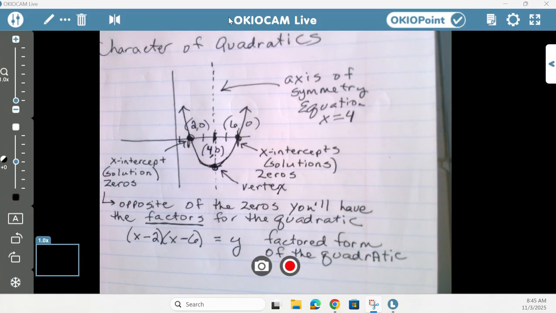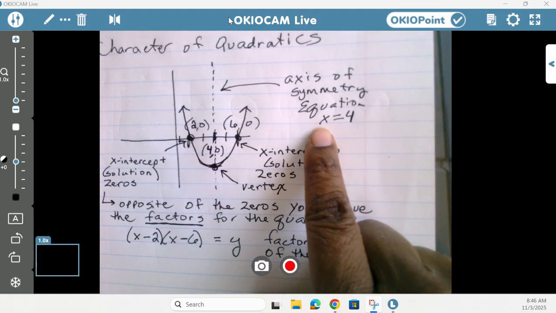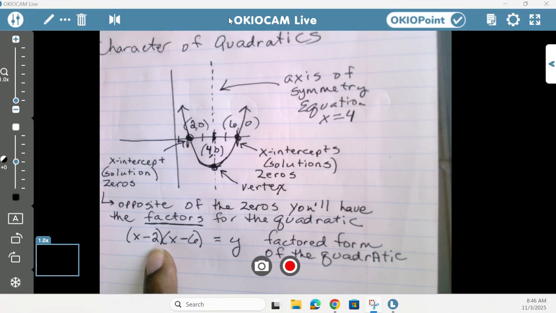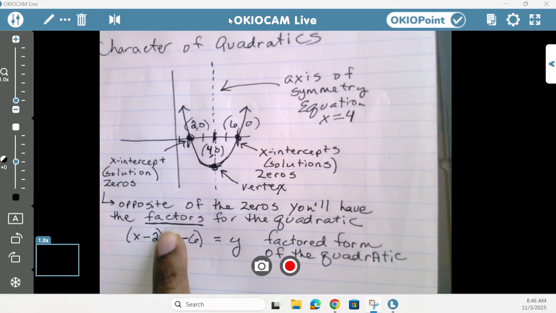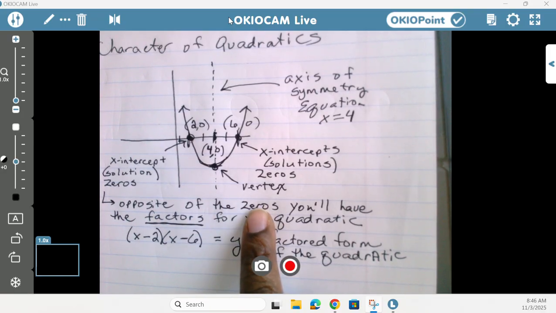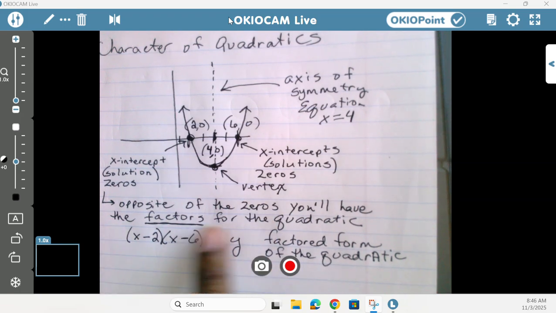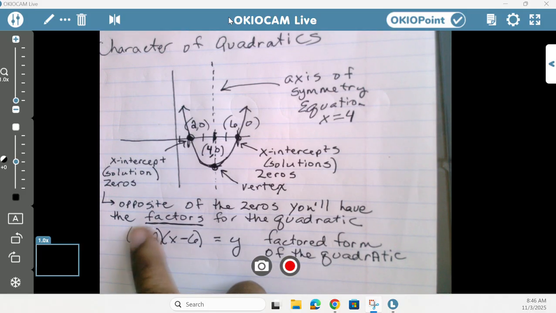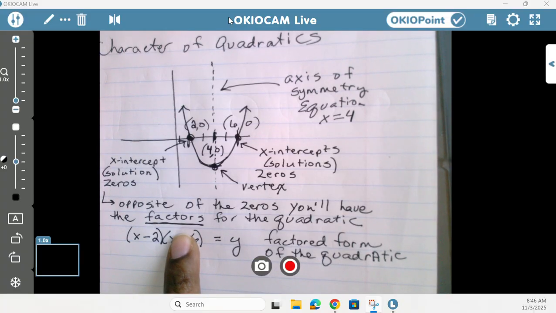What is at the bottom? Right here? This right here? No. Oh, right here. No, at the bottom. Yes. Parentheses, x minus. Oh, above it. Factors. No, not right. The whole sentence. Opposite of the zeros, you'll have the factors for the quadratic. So the factored form is the opposite of the zeros.